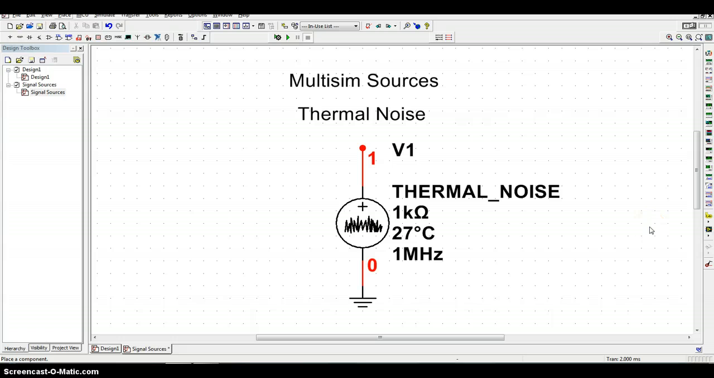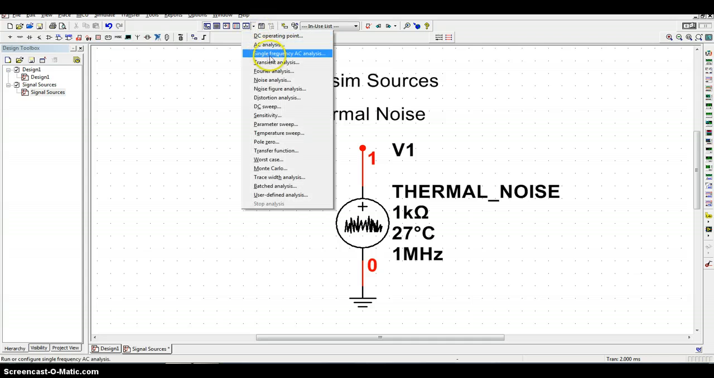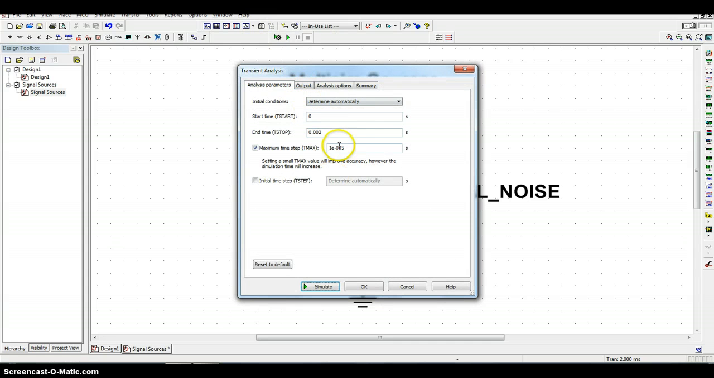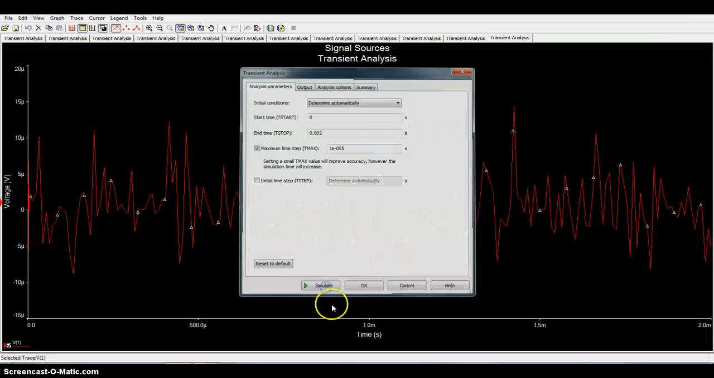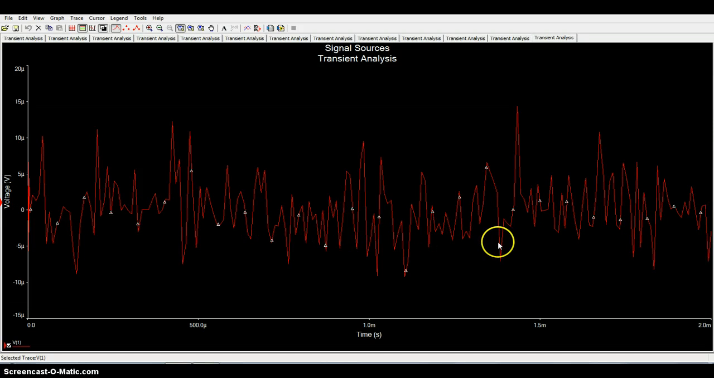Just to show something drastically different from all the other waveforms, we have thermal noise, that particular source on the screen. I'm just going to run through a short demonstration of that source. If we go to transient analysis and just leave the parameters that have been used on the other waveforms and hit simulate, you can see random noise. This type of waveform is useful when you're dealing with communication systems and testing the response due to random noise.